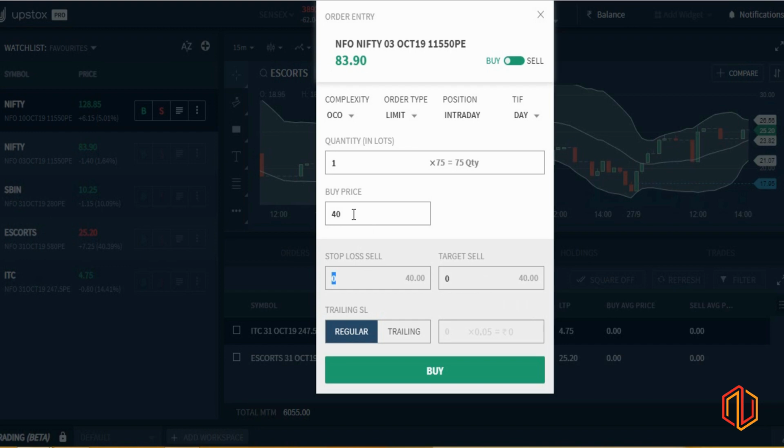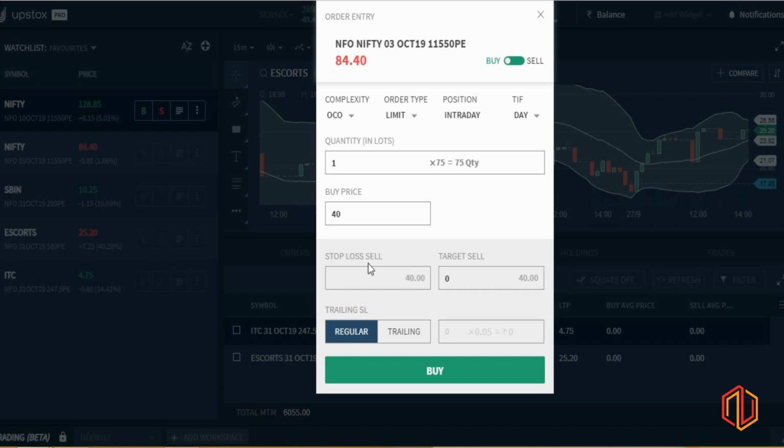So now if I'm buying at 40, let's say I want to keep my stop loss at a premium of 20. I specify not the price, the difference. So let's say if I want to keep my stop loss at 30, I will just say 10. So 30 rupees would be my stop loss. I have to just tell how much difference I want to keep my stop loss at.